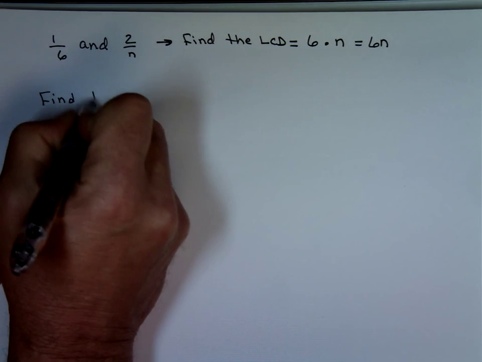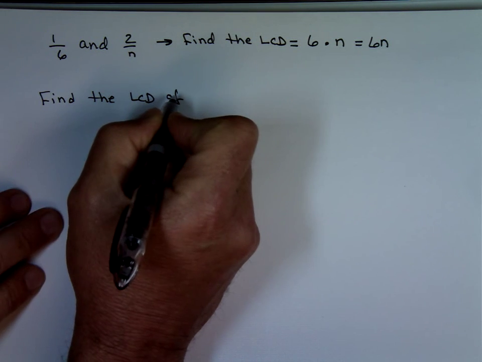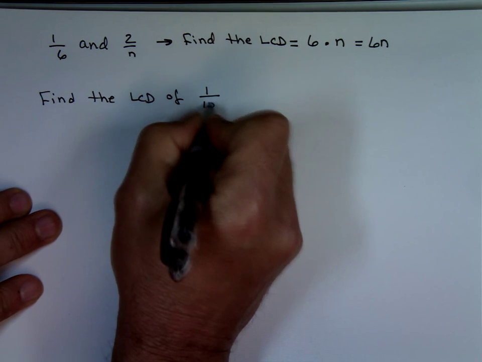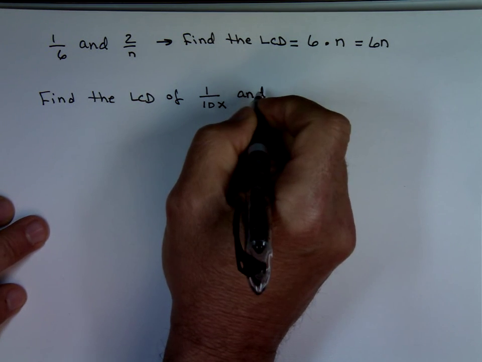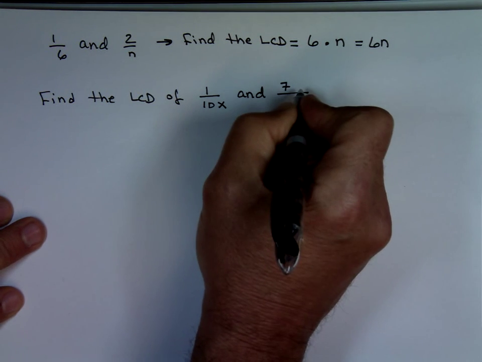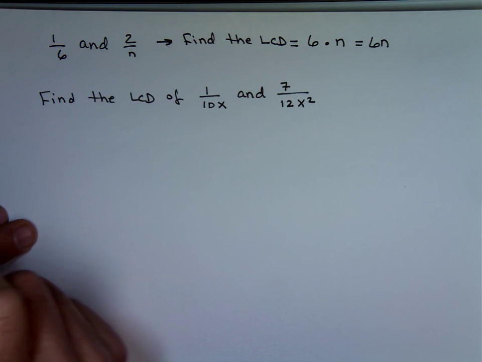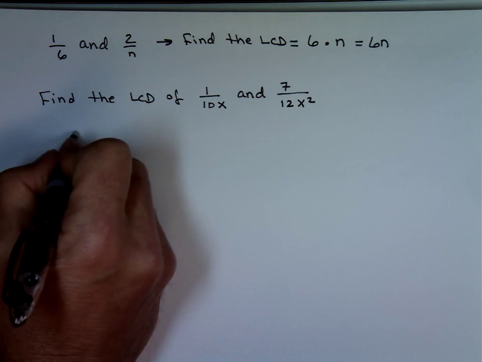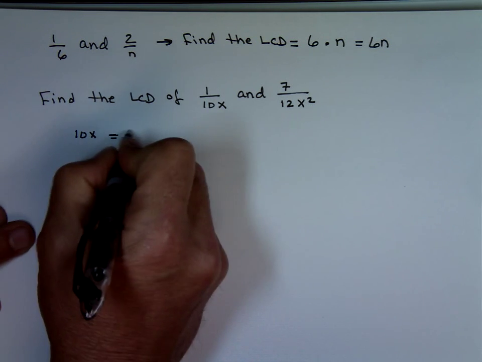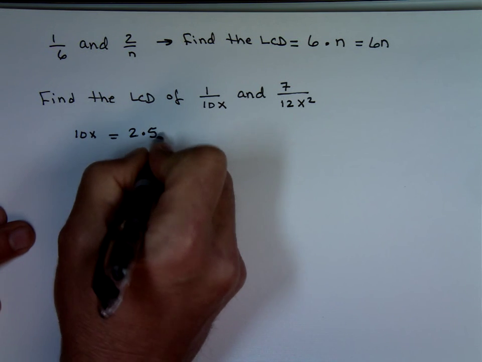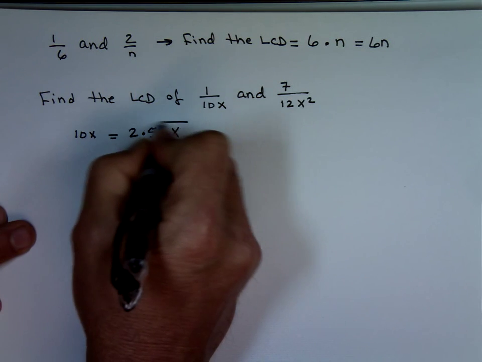Find the LCD, another one, we'll make it a little bit bigger, of 1 over 10x and 7 over 12x squared. So the 10x can be written as, again, factor the 10 using prime numbers, 2 times 5 times 1x. It's one of each, that's it.